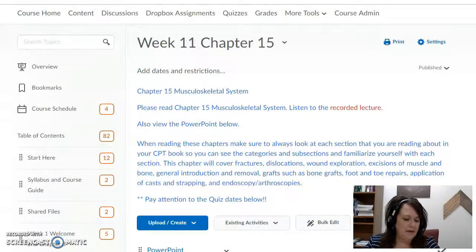Dislocations are talked about next. Again, a dislocation is a displacement of a bone from its original or natural spot or joint, okay? Let me see. If you look at exercise 15.1 about fractures and dislocations, just going through, these are good for you to do on your own. Again, you have the answers at the back of the textbook here.